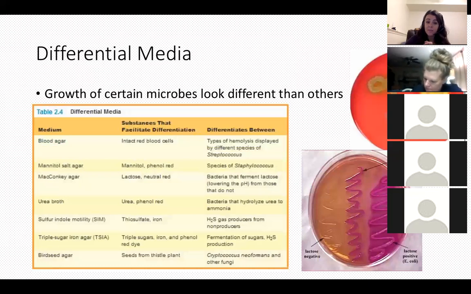So if we are growing something on blood agar and we are looking for hemolysis activity, then the blood agar is acting as differential media, again because bacteria that can lyse open red blood cells look different when they're grown on it than bacteria that cannot.